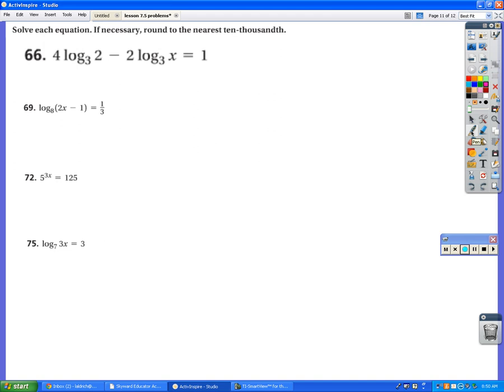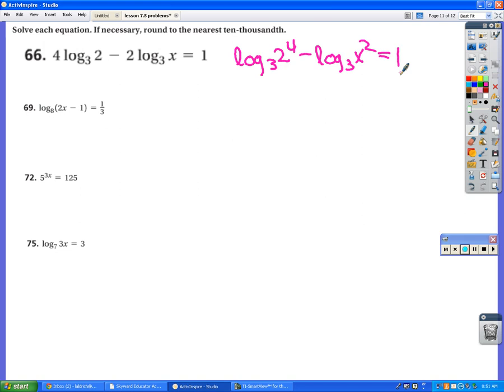Put the exponents in there. Bring the two above the x. I'm going to take these things that are multiplication and turn that into exponents. So I'm going to rewrite this as log base 3 of 2 to the 4th minus log base 3 of x squared equals 1. Does that make sense? Took the numbers from in front and turned them into exponents.